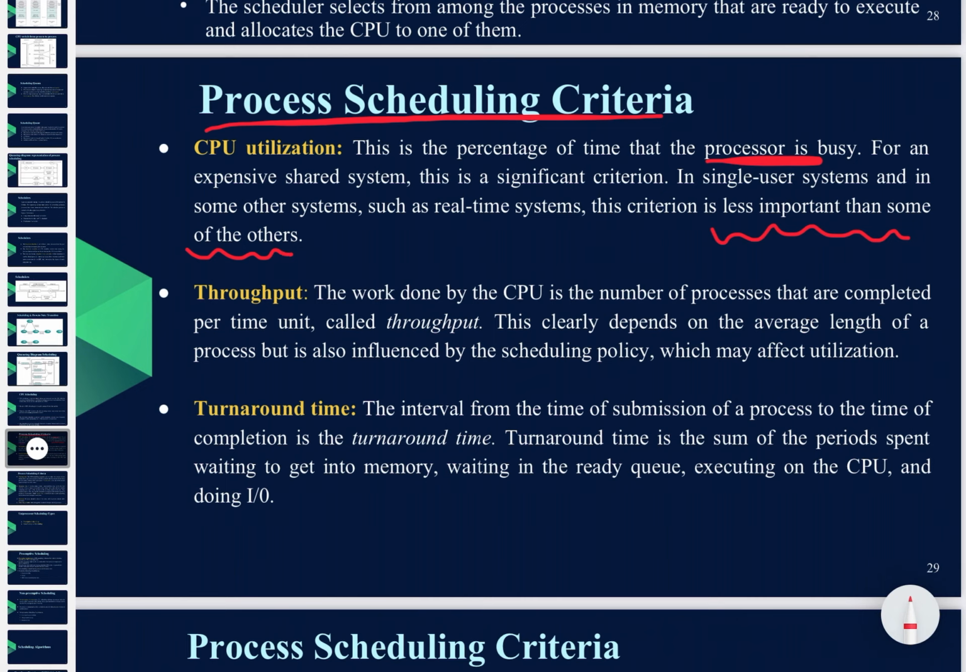So what is CPU utilization? The amount of time the processor or the CPU is busy in processing a process. So it has been allocated a process and it is busy in completing the task.